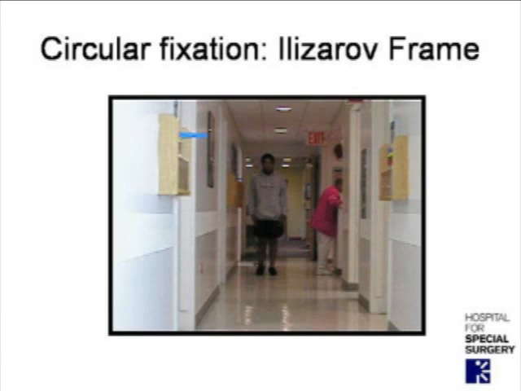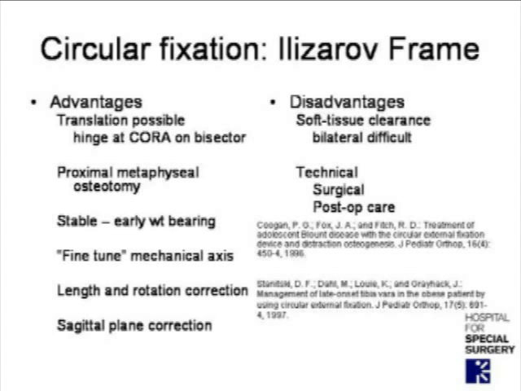Difficult to do bilateral circular fixation in some of these kids with Blount's because clearing the affected limb can be difficult. So in terms of circular fixation, the advantages are that you can translate the distal fragment appropriately to realign your mechanical axis appropriately. You can place your hinges very precisely. You can locate your osteotomy more proximal or closer to the site of the actual deformity. Very stable frame, allows early weight bearing.